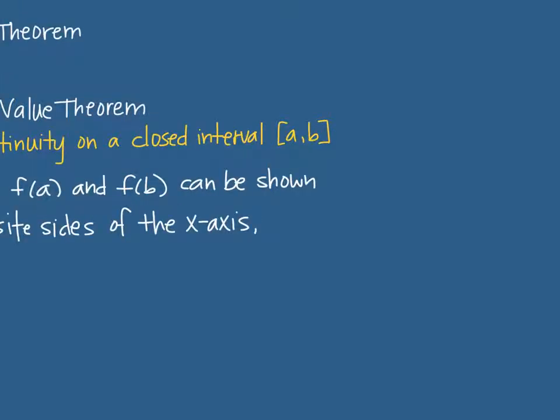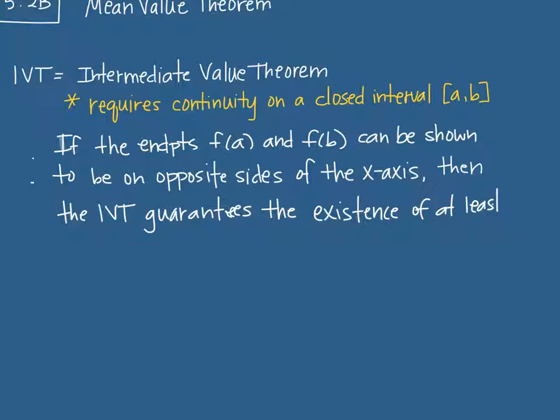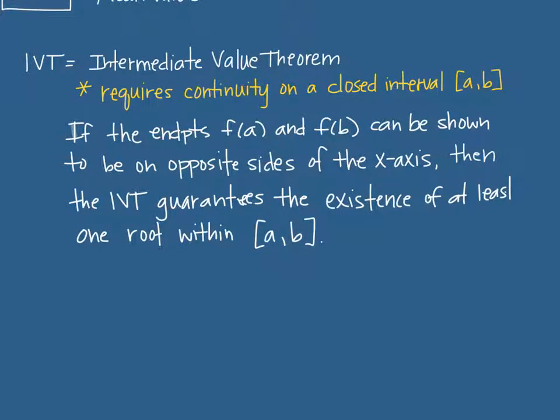Then the IVT guarantees the presence of an x-intercept, or a zero, or a root, all those words. I like the word existence better. It guarantees the existence of at least one root within A to B. There could be more, or it could be multiple, but you're guaranteed to have at least one.